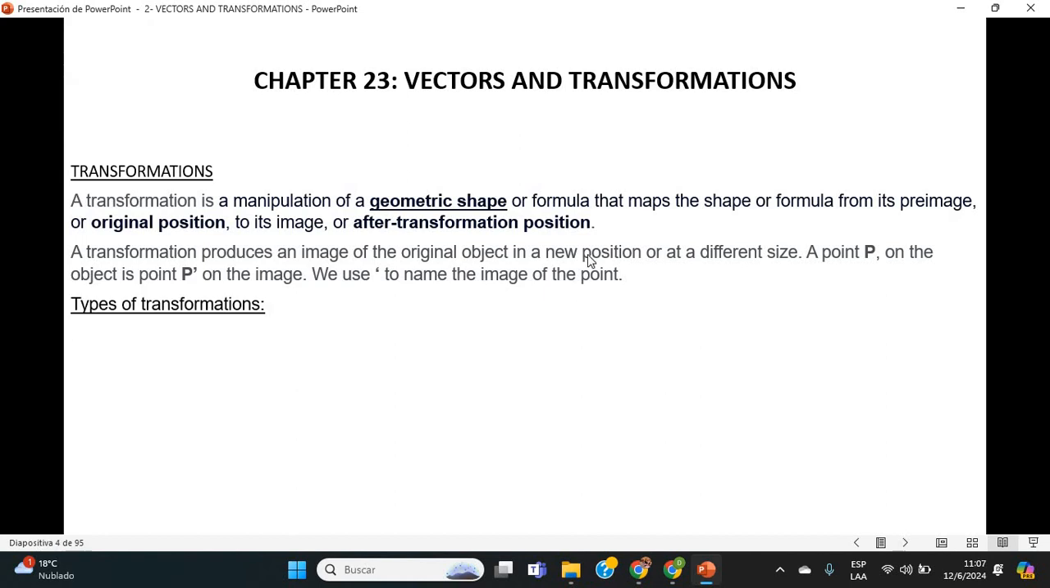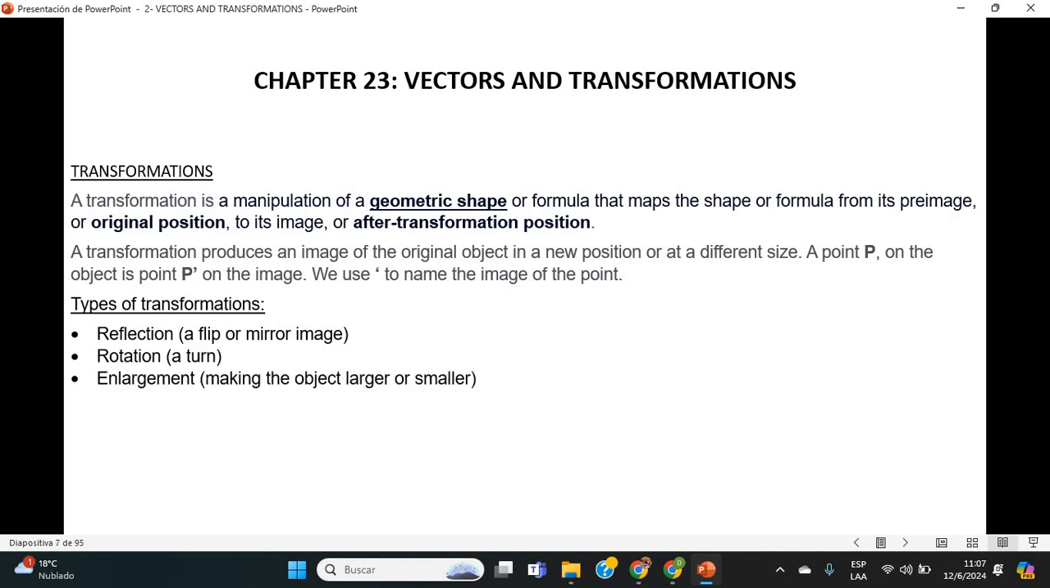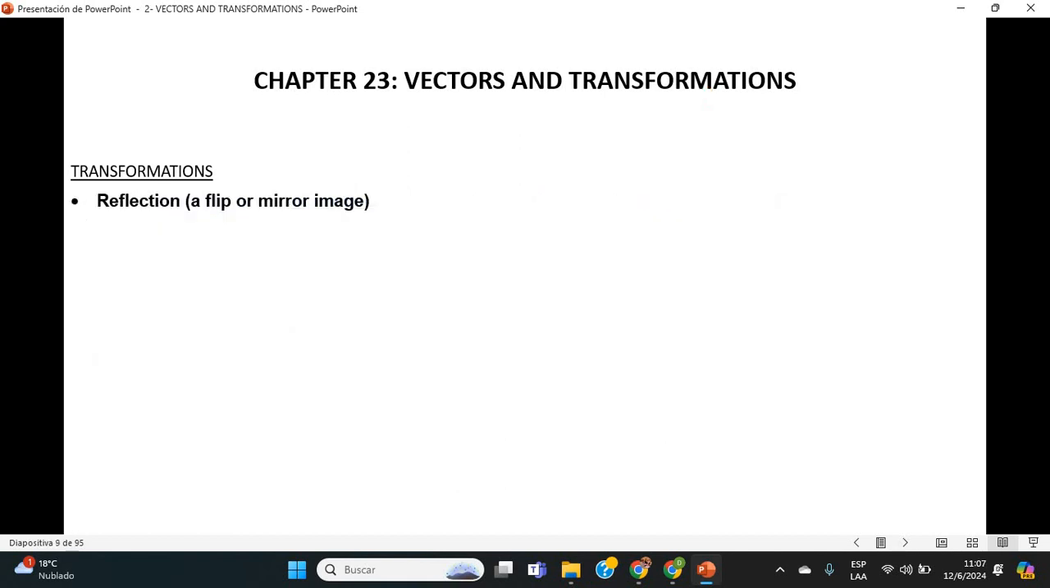There are different types of transformation. There are reflections, flip or mirror image, a rotation, a turn, an enlargement when you make an object larger or smaller, and a translation when you do a slight movement. You can move it to the left, to the right, up or down, okay? It depends on the vector of the transformation.